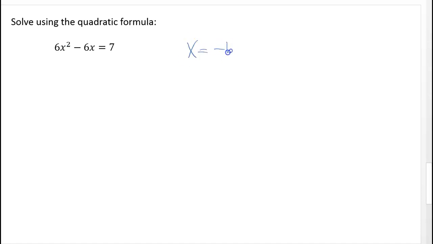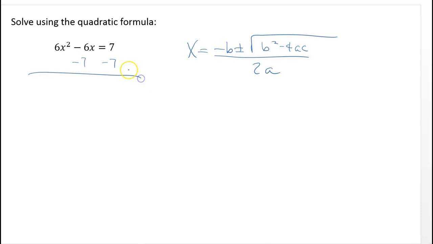x is equal to negative b plus or minus the square root of b squared minus 4ac, all divided by 2a. All right, now, to determine what a is, what b is, and what c is, your quadratic equation must be equal to 0. Ours isn't, right? We have something equal to 7. So let's subtract 7 from both sides of the equation. So I have 6x squared minus 6x minus 7 equals 0, right? There's no like terms here, so I just have to write minus 7 equals 0.